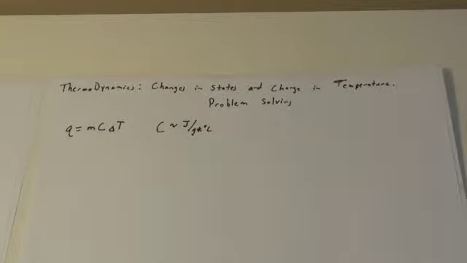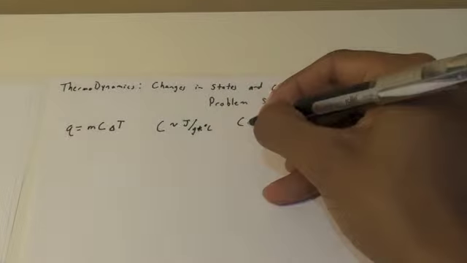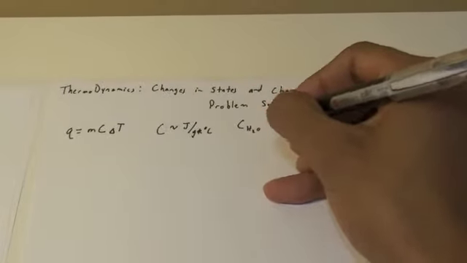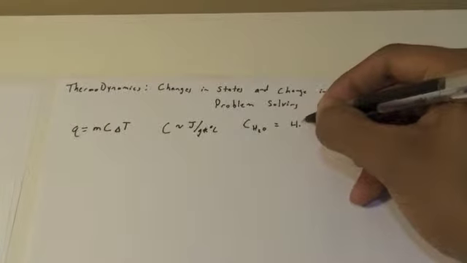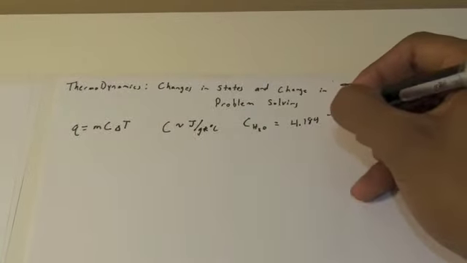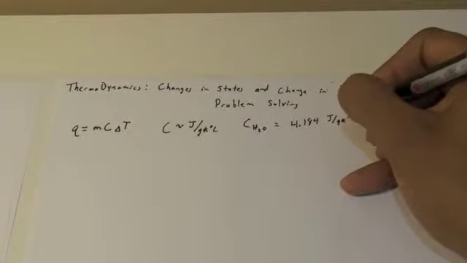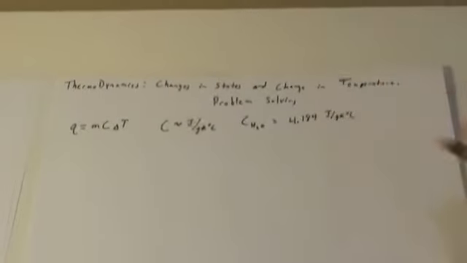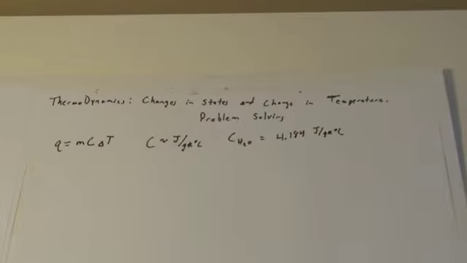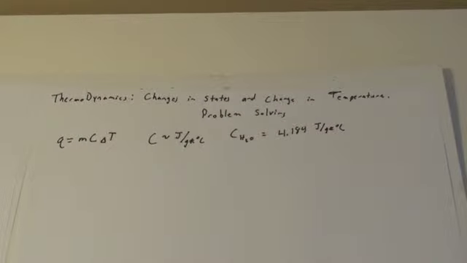So for water, C of H2O, that's 4.184 joules per gram degrees Celsius. And so what that's saying is that it takes 4.184 joules to increase 1 gram of water's temperature by 1 degree Celsius.